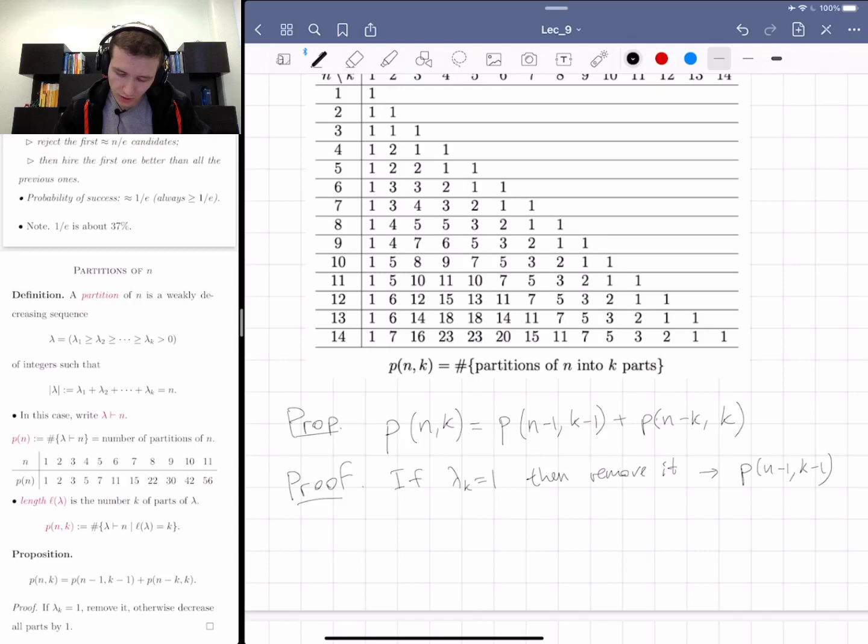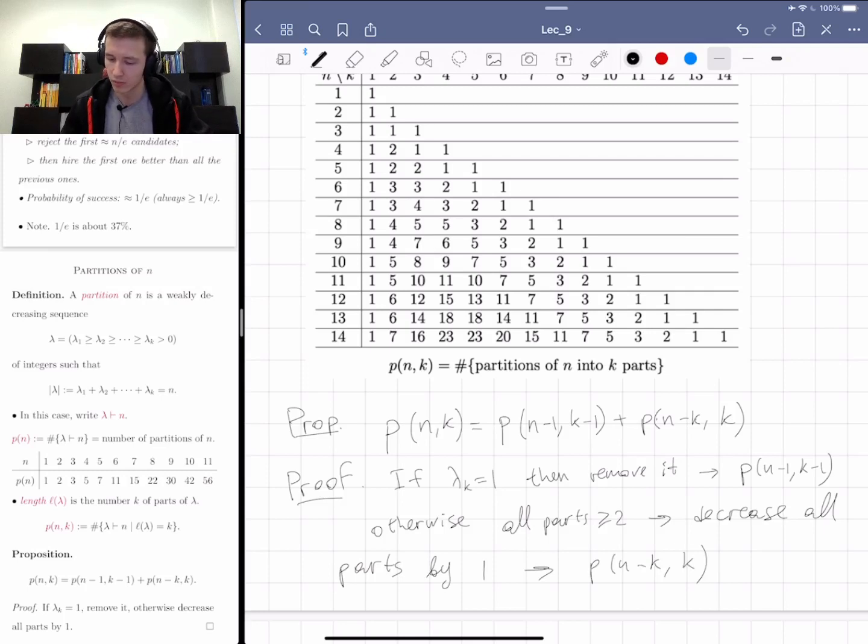And otherwise all parts are greater than or equal to 2, so you can decrease all parts by 1, and this way you get a partition of n minus k into the same number of parts. So that is the proof.